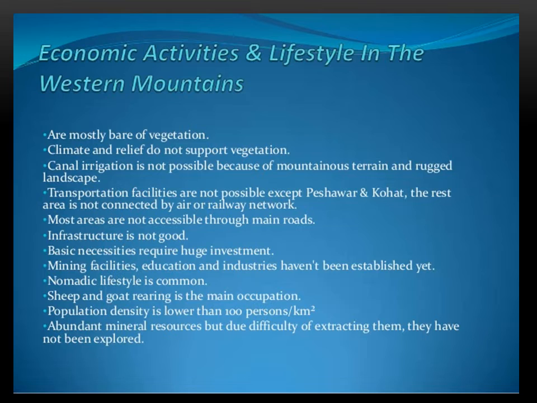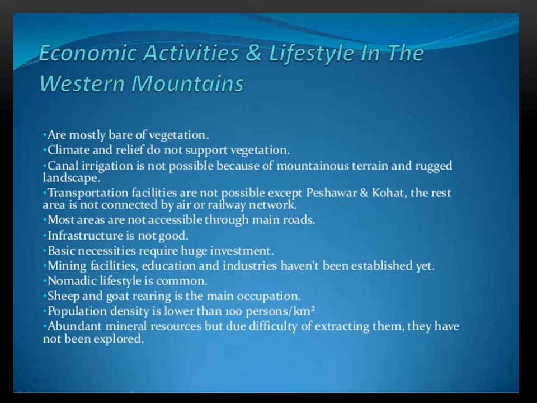Canal irrigation is not possible because of the mountainous terrain and rugged landscape. Terrain is land, and rugged landscape means rough, broken, sharp landscape. Transportation facilities are limited except for a few urban centers like Peshawar and Kohat. The rest of the area is not connected by air or rail networks. Only a few areas are accessible through main metalled roads. You know what are metalled roads? They are surfaces covered with stones, the way we say pakki sadkein, that is metalled roads.